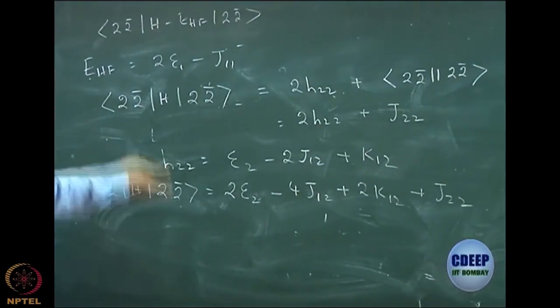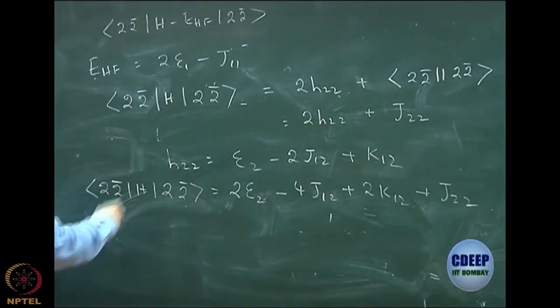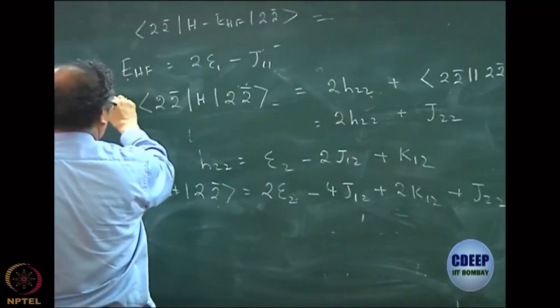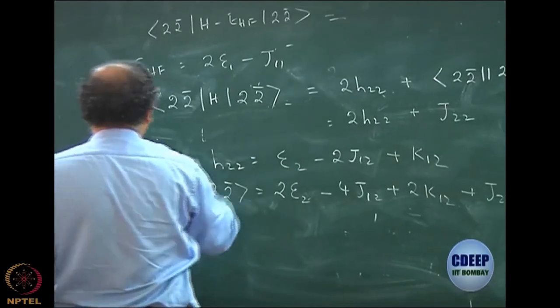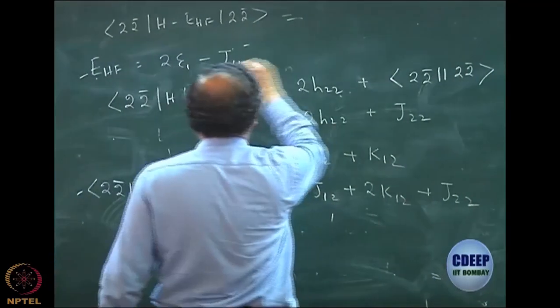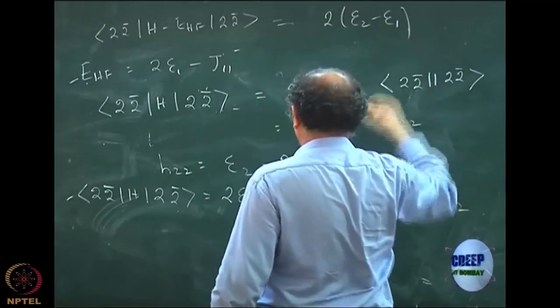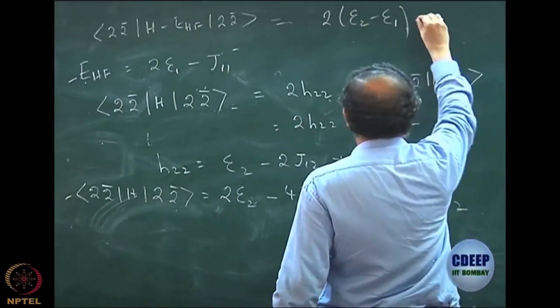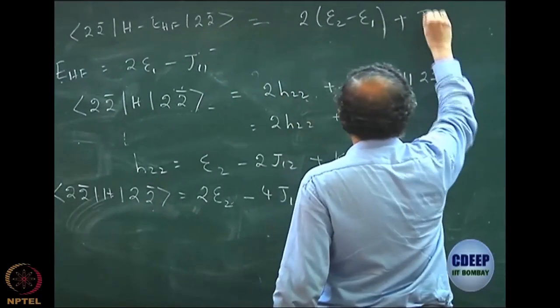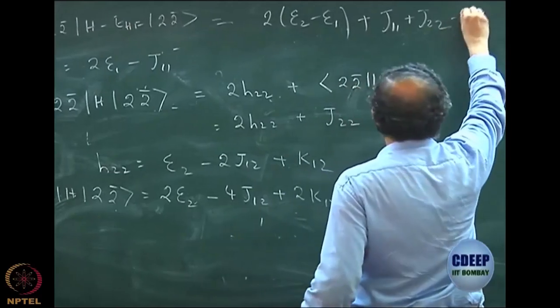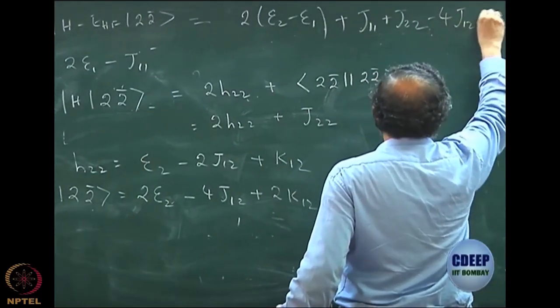And now, you have to just subtract. If you subtract these two, you will get this quantity. So, you have 2 epsilon 2 minus 2 epsilon 1, so 2 into epsilon 2 minus epsilon 1, and then write plus J22 plus J11, and then the same thing, minus 4 J12 plus 2 K12.